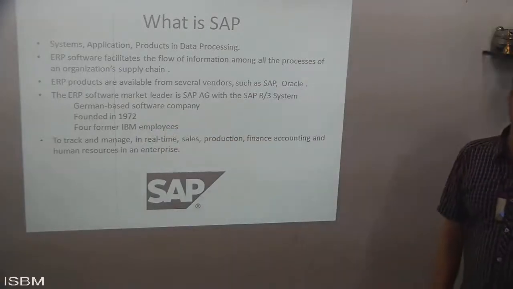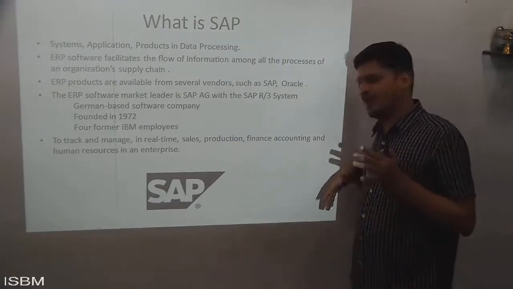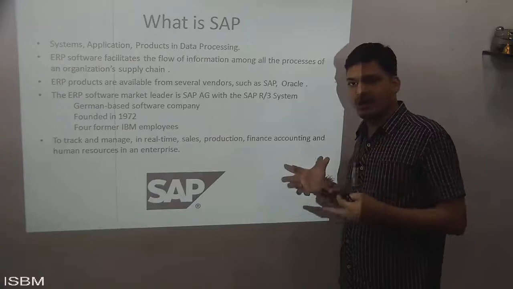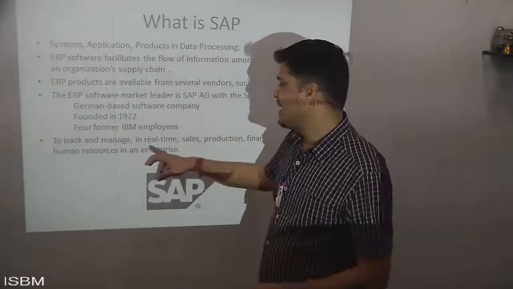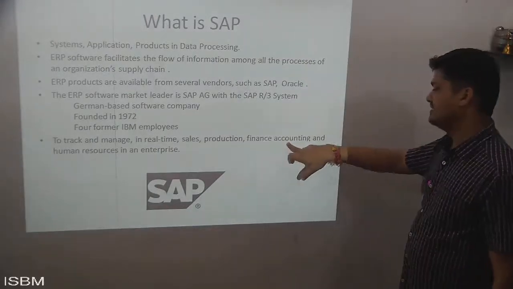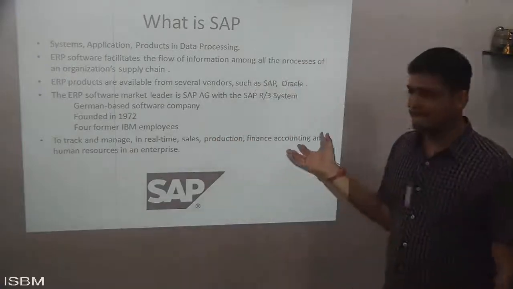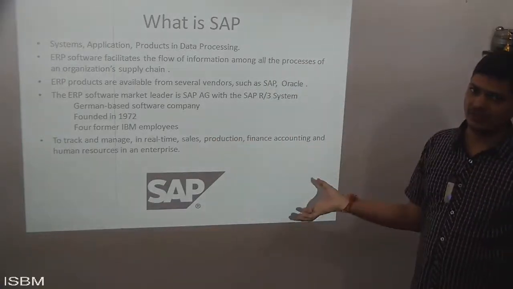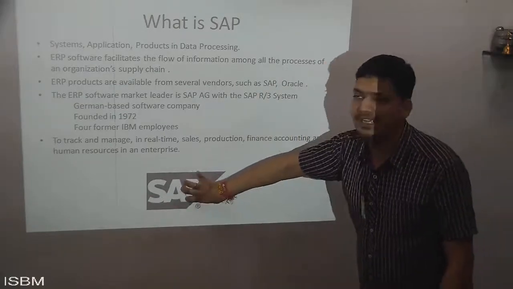Four former IBM employees quit their jobs at IBM and made one software, which is nothing but SAP, to track and manage in real time sales, production, finance, accounting, and human resources in an enterprise. These are some departments or fields of an organization, but there are a lot of other things which we can integrate over here.